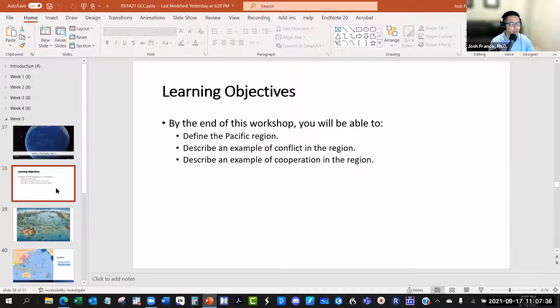So our learning objectives with this workshop are the following. First is to define the Pacific region. Secondly is to describe an example of conflict in the region. And then thirdly is to describe an example of cooperation in the region. All right, let's go ahead and jump to a picture of this.